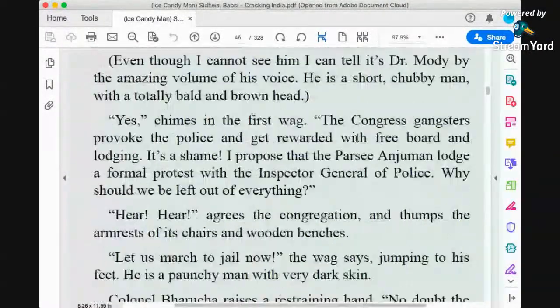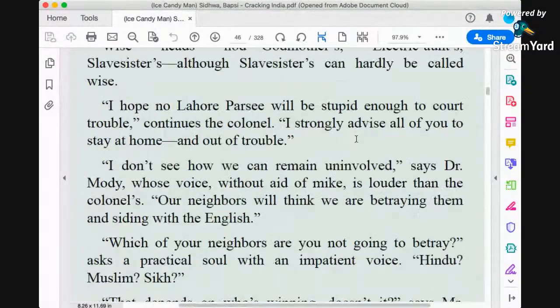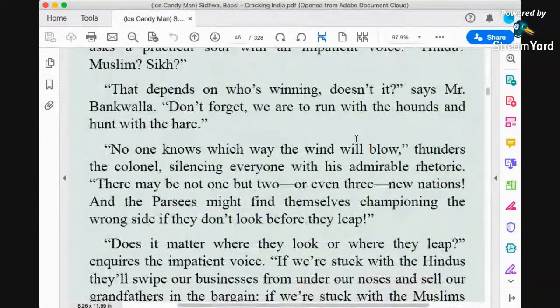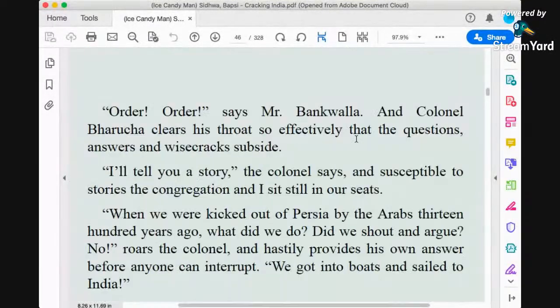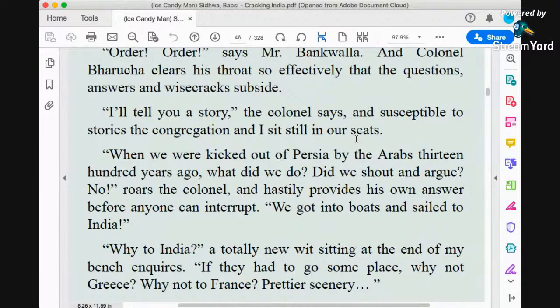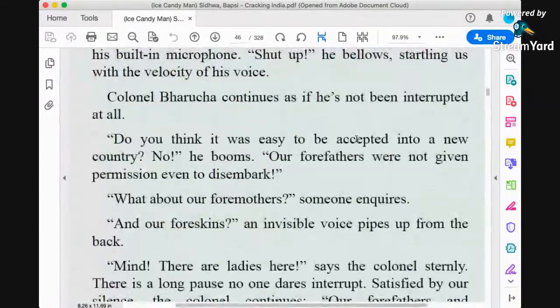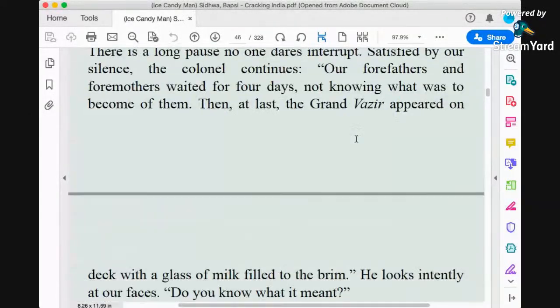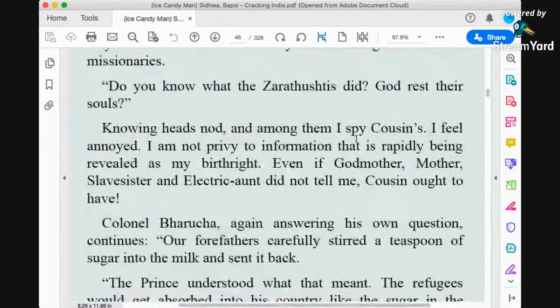But before that, let me talk to you as I'm going down to the paragraph that we need to discuss. I want to tell you that Colonel Barucha is the person who was very important for the family of this Lenny, and he was very important among the Parsees as well. Colonel Barucha was not only a colonel doctor, but also the head of the Parsi people, and he was a type of leader as well.